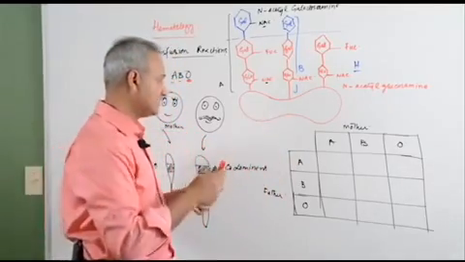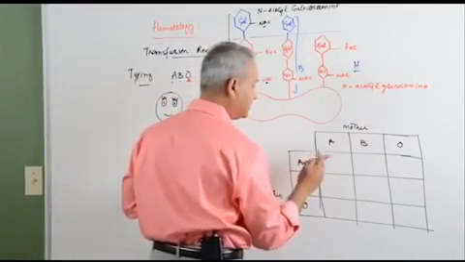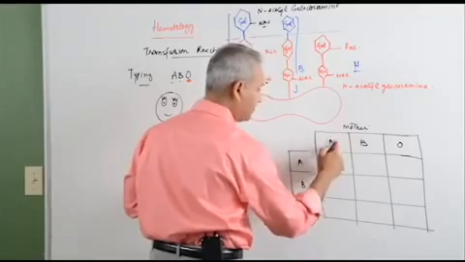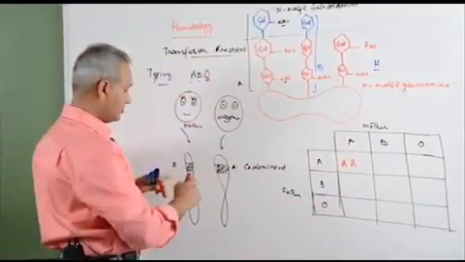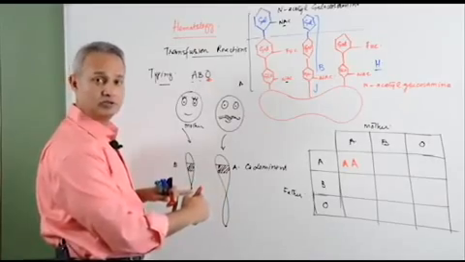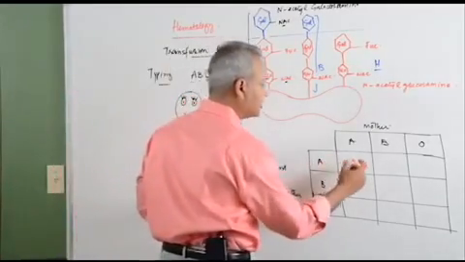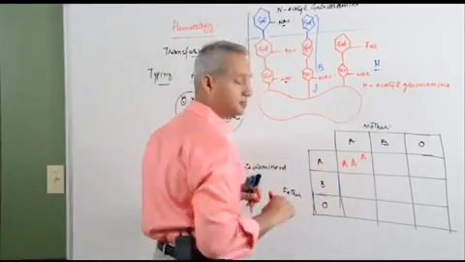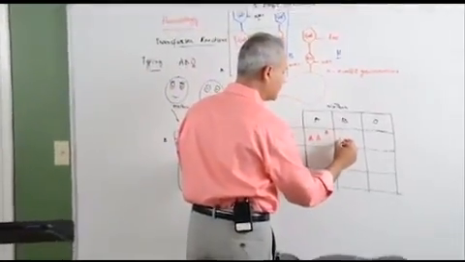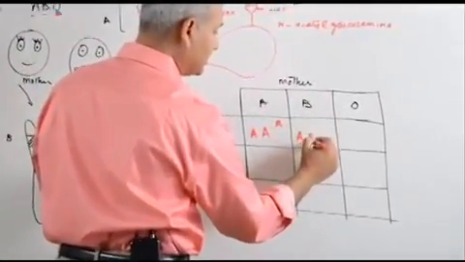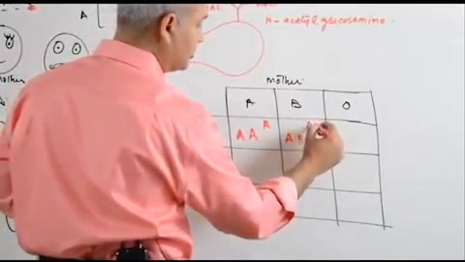So now let us see, father gave us A and mother gave us A. AA antigens produced by these two genes on two chromosomes. The blood group will be A. Then father gave us A, mother gave us B. This will be AB blood group.